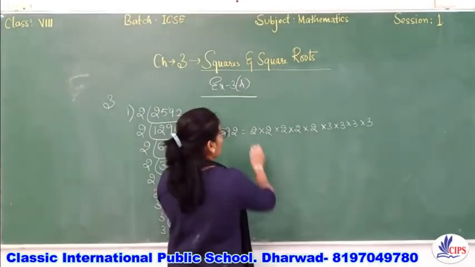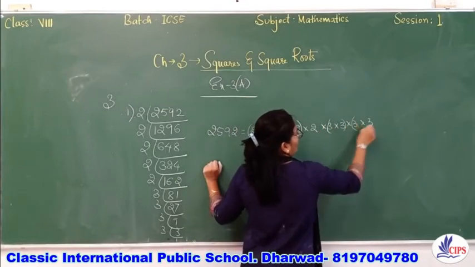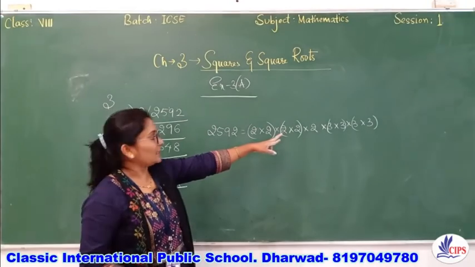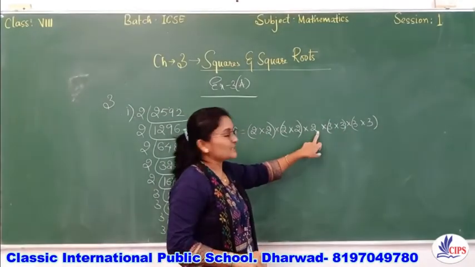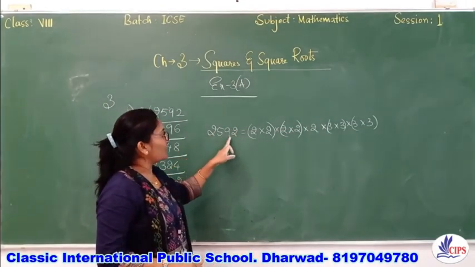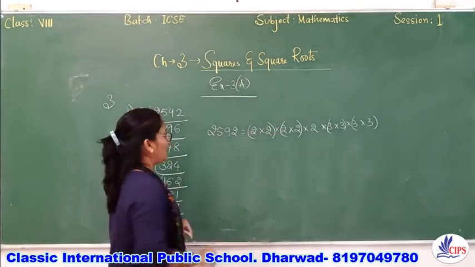Now we'll group them in twos. See, I am grouping them in twos. Okay. Now see, one 2 is not there in a group, isn't it? So here these 2s are in groups and 3s are also in groups. So one 2 is missing. So we want one more 2. So 2592 has to be multiplied with 2 so that it becomes a perfect square.